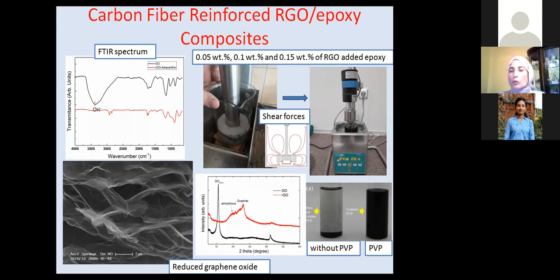We also modified the reduced graphene oxide using polyvinyl pyrrolidone, PVP, because PVP provides better distribution of the graphene within the epoxy matrix. So we prepared 2 groups of composites: one without PVP, and the other with PVP. Here is some data belonging to the reduced graphene oxide samples, and we can also see the distribution of the graphene without PVP and with PVP.